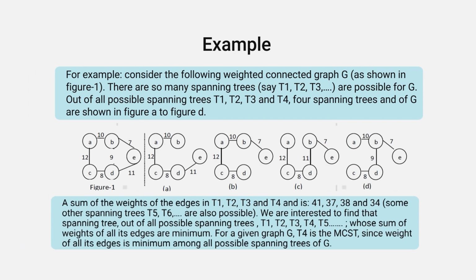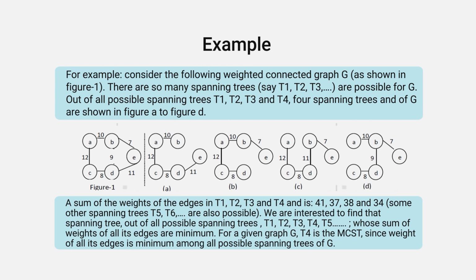Okay, so for example, consider the following weighted connected graph G that is shown in figure 1. You can see here there are 5 vertices, and it definitely contains a cycle. Because it is a connected graph, it will definitely contain a cycle, and every edge has a weight assigned to it.